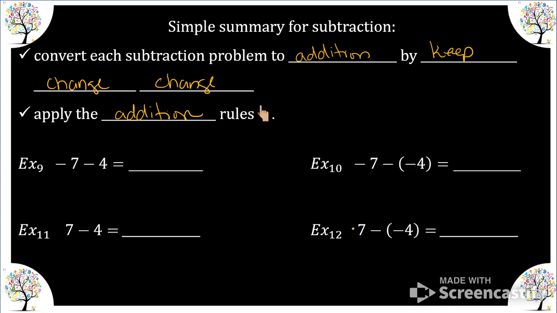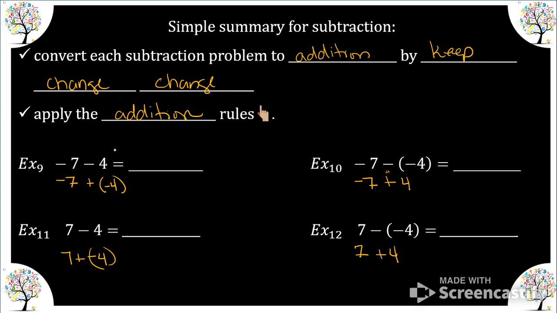So in all of these problems, we have subtraction, so we are going to apply keep, and then change subtract to add, and the second number to its opposite. Keep, change, change. Keep, change, change. Now we apply the addition rules.